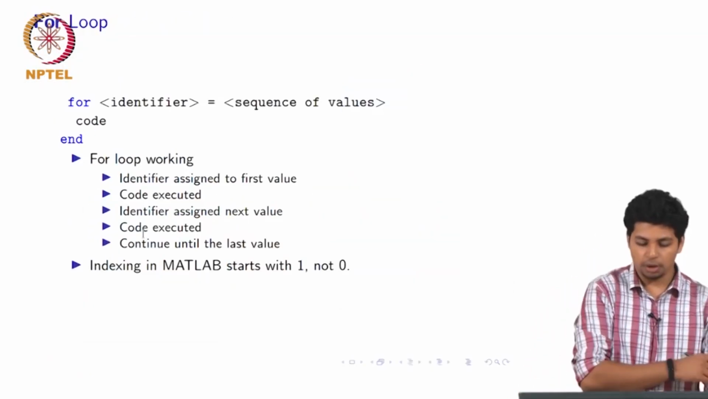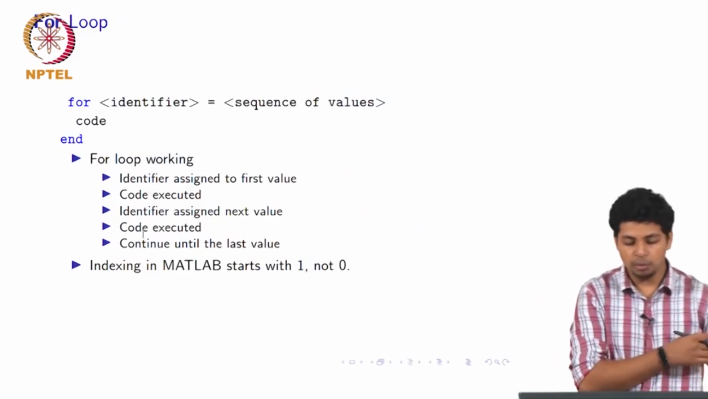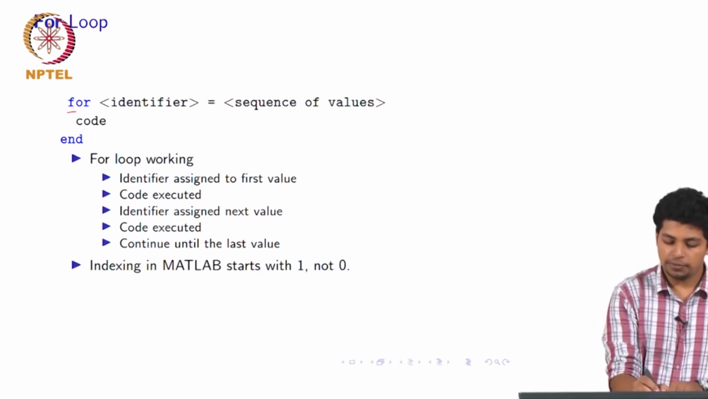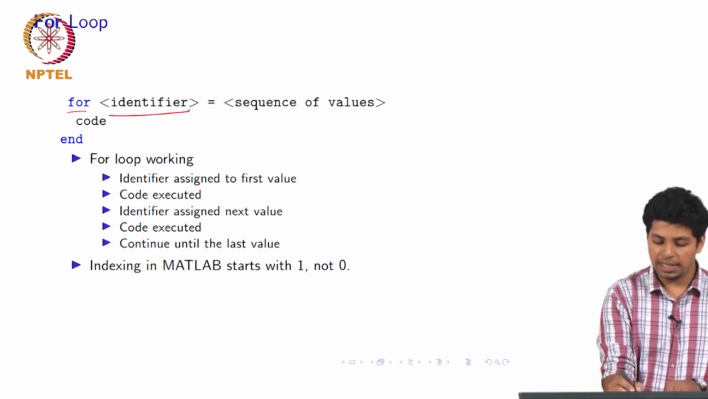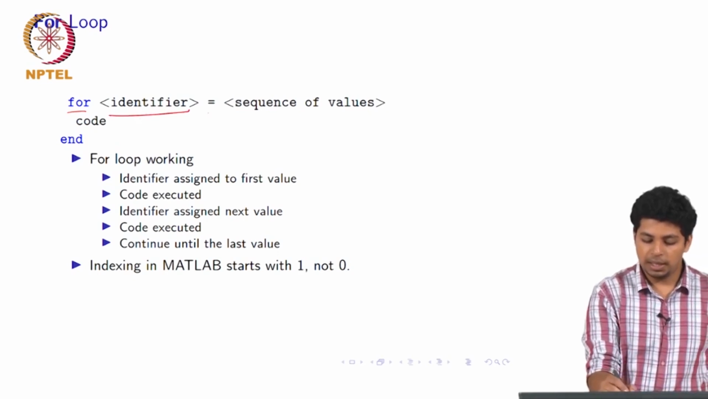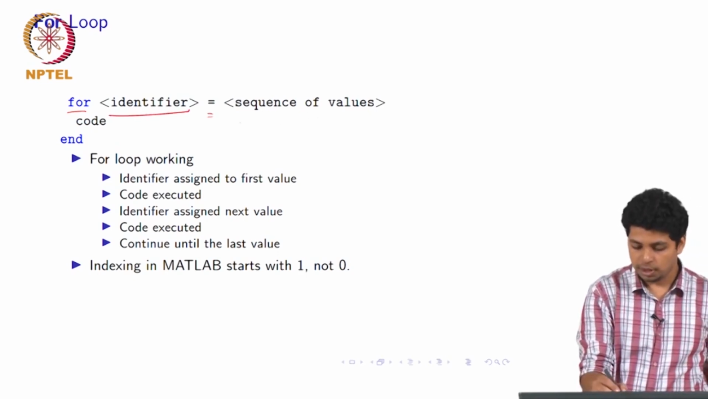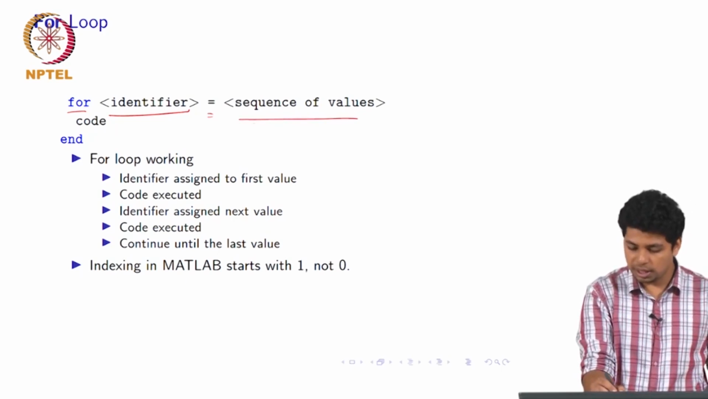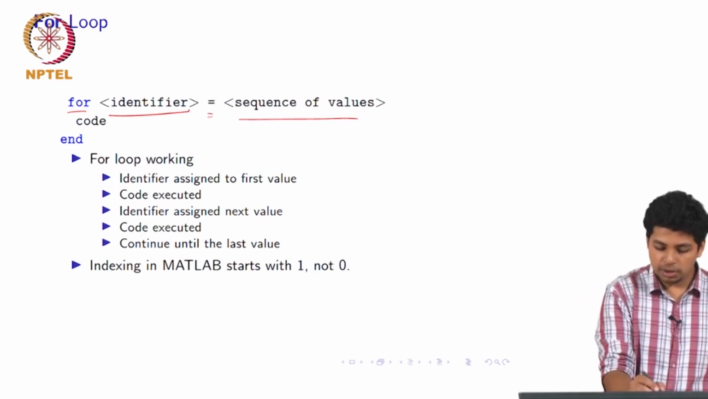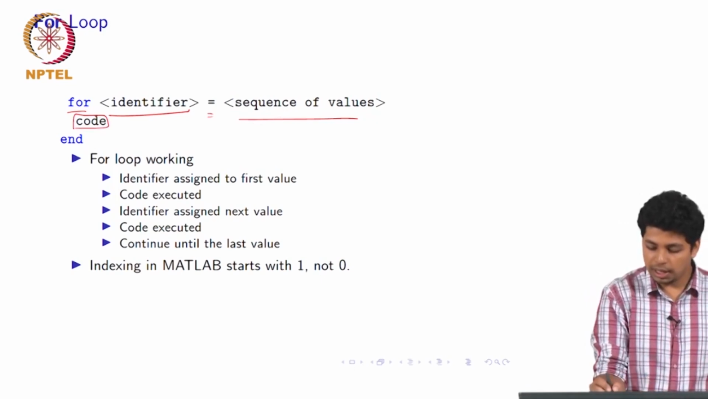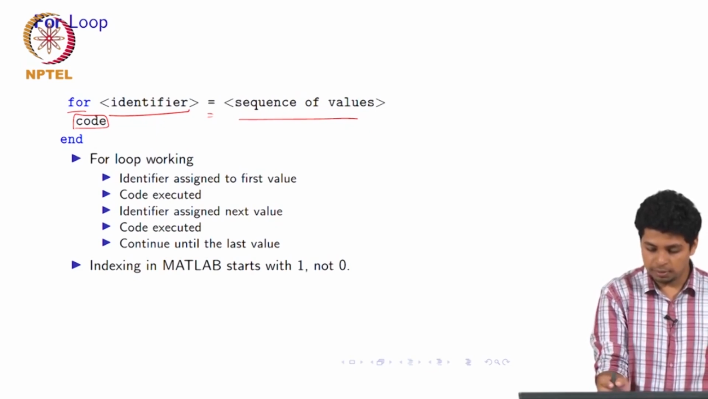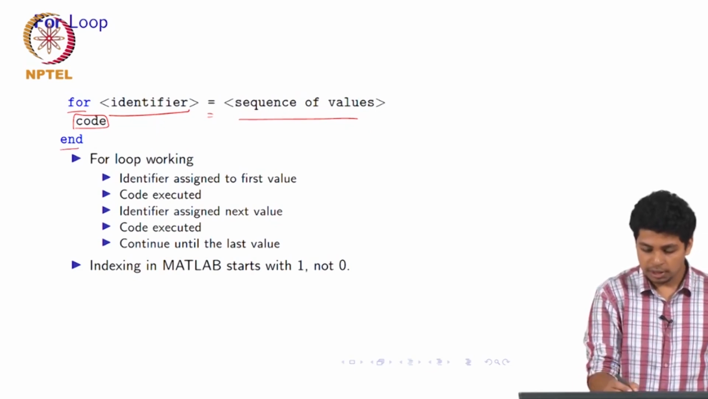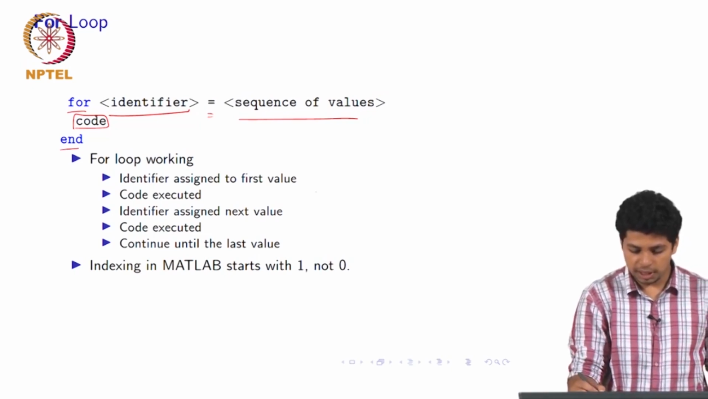Now we'll discuss the for loop, and the way a for loop is written in MATLAB is we write for, we put the variable identifier here, and then we assign it a sequence of values. So what happens is, this variable takes all values within this sequence of values, and it executes the code till each value is assigned to the identifier, and then it will just exit the for loop.